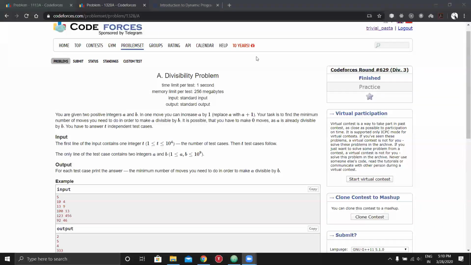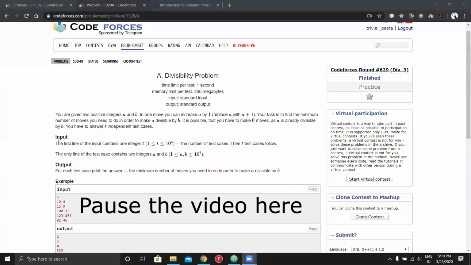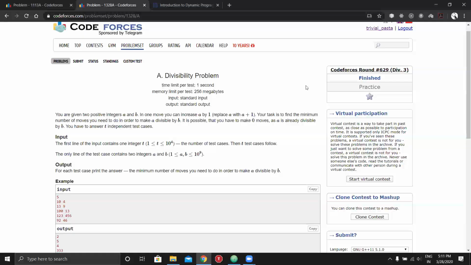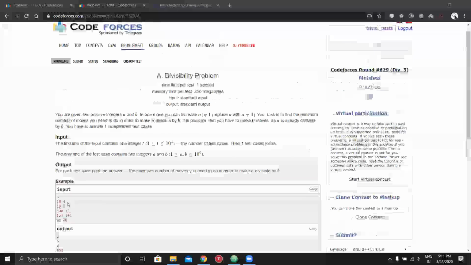Okay, some guys have already read the question. So after reading the question, did you get some vague idea on how to approach it? Okay, most of you have just read the question and understood it. Does anybody have a small idea on how to get the answer? You are given two positive integers a and b, and all you have to do is increase a one step at a time such that a becomes divisible by b.